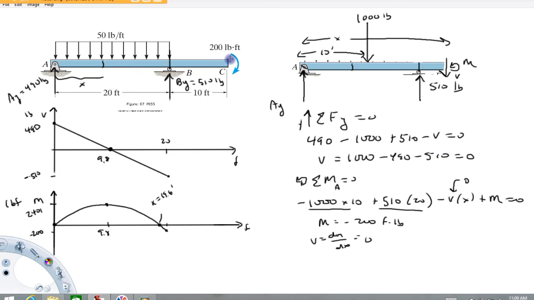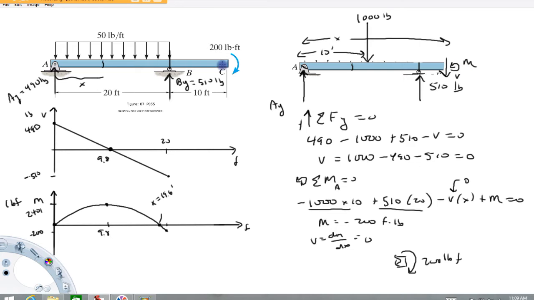Now, when we take a look at our endpoint here, imagine a free body of just this little piece of it, if I cut it like so. Again, this is just a picture of just the end. The end has this 200-pound-foot couple moment applied. Now, in this picture, if you look at this cut right here, we have a counterclockwise internal bending moment.